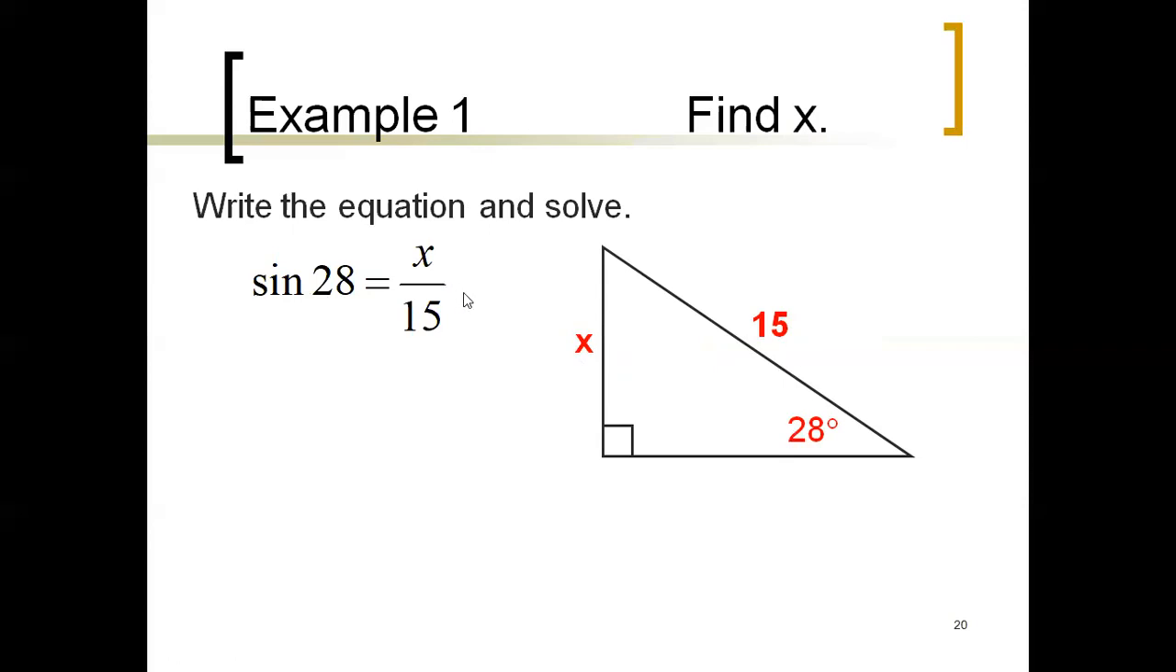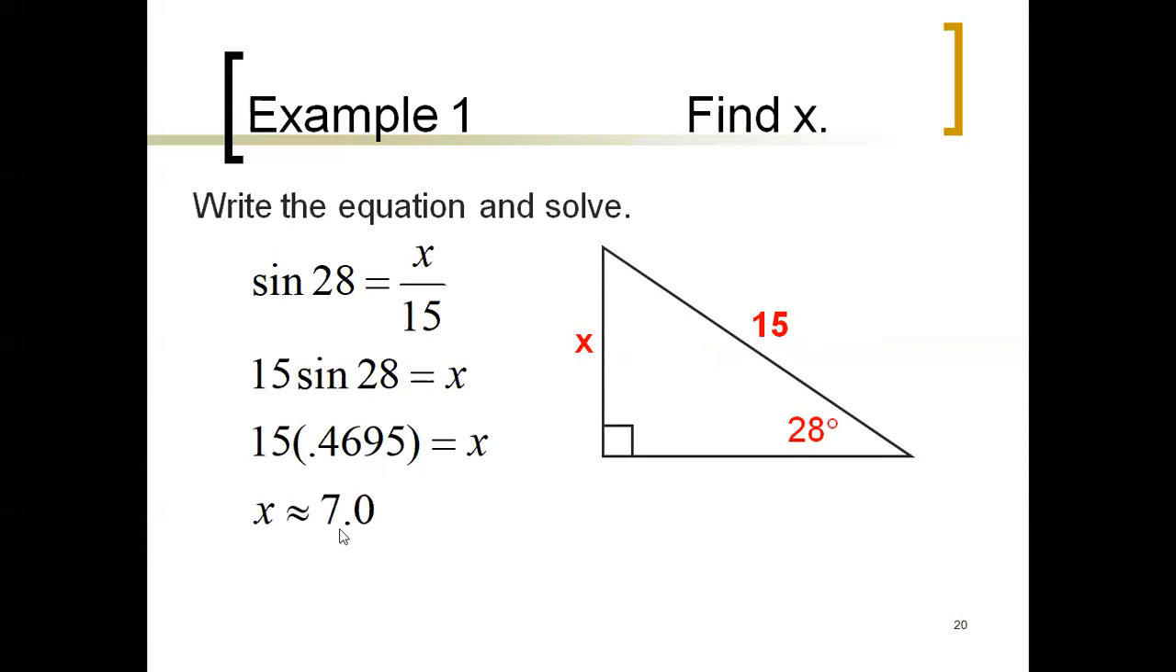To solve for x, cross multiply. 15 times sin 28 equals x. Get the approximate value of sin 28, so 15 times 0.4695 equals x. Multiply 15 times 0.4695.